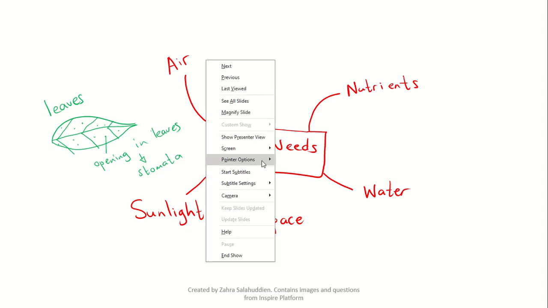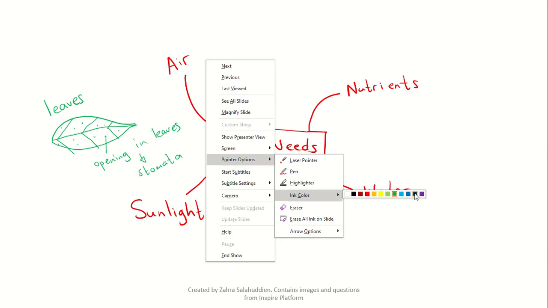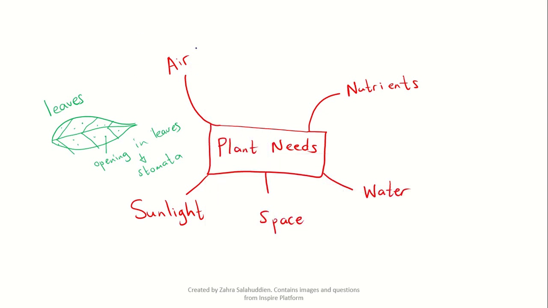Yes, I'm going to choose a different color to write about the different gases found in air. So air is made up of gases. And there are 2 gases. One is oxygen, and the other gas, carbon dioxide. They use both of these gases to live. So carbon dioxide they use to make food, and oxygen they use to break the food.